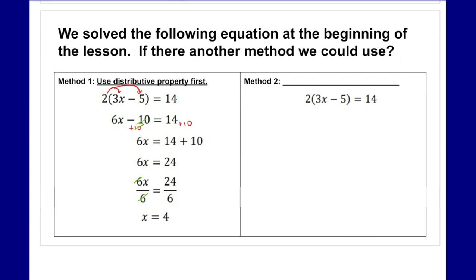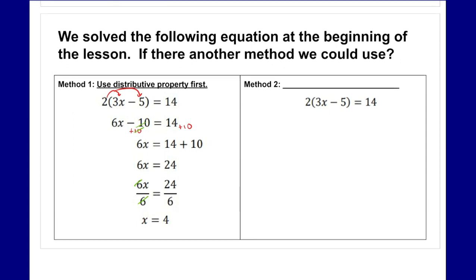Is there another way that we could have solved this? Is there something that we could have done instead? And I'll give you a hint. It has to do with the very first thing we did. The very first thing we did was multiply. We multiplied that 2 through. But let's think back to our opposite operations. If I'm multiplying, can I cancel that out? Can I get rid of that somehow?